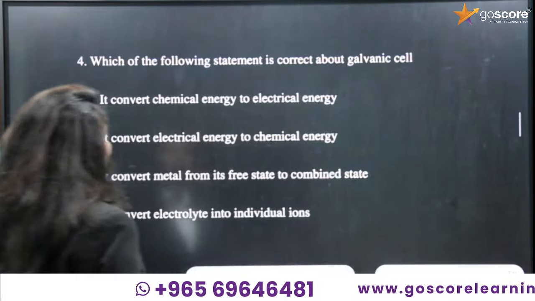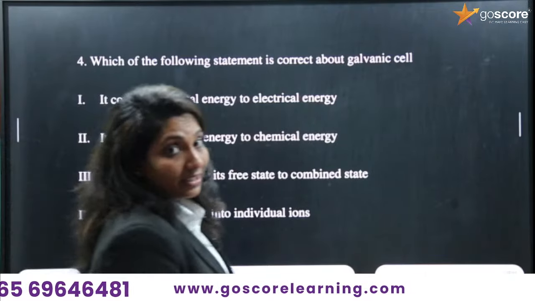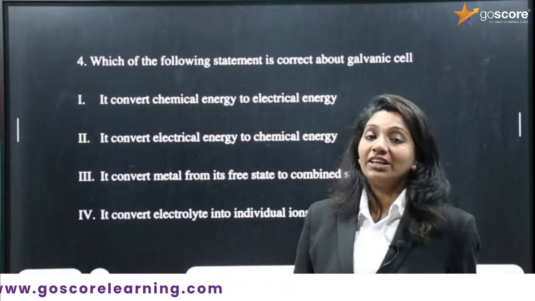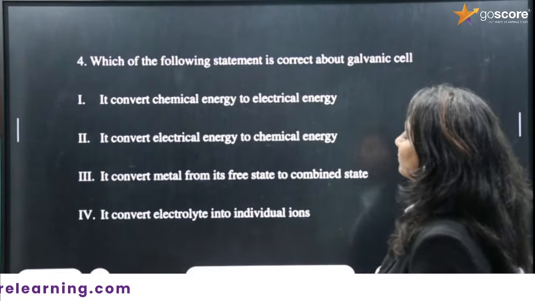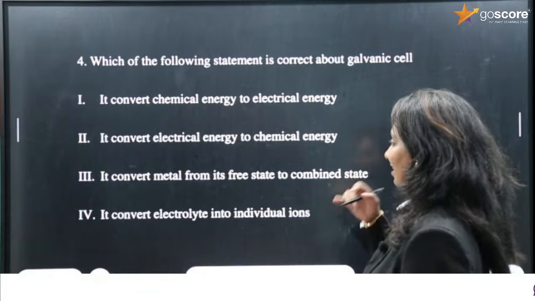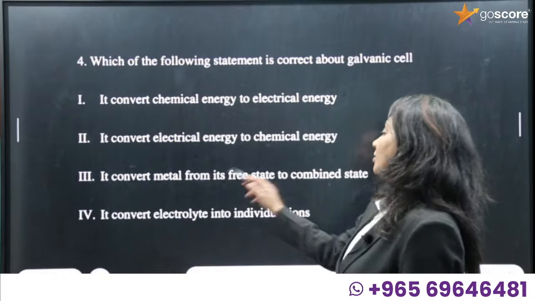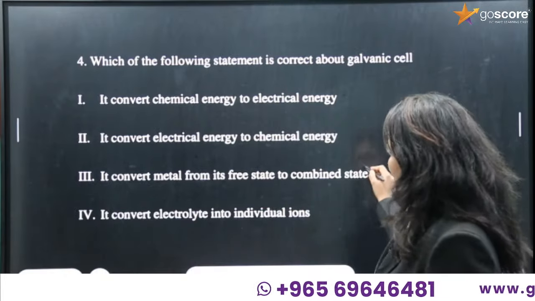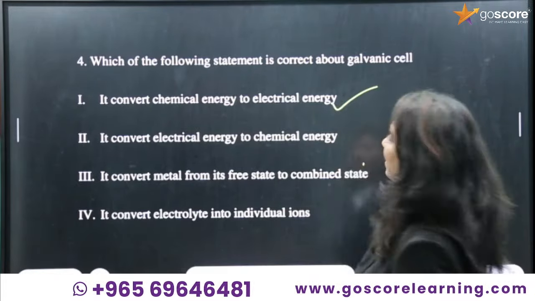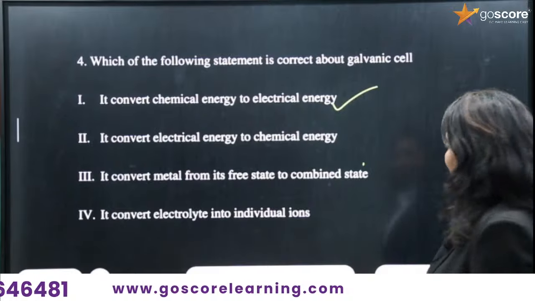Let's see the next question. Which of the following statements is correct about the galvanic cell? What is actually happening in a galvanic cell? It is a spontaneous reaction where chemical energy is converted into electrical energy. So the first option, it converts chemical energy to electrical energy, is the right one. The second option, electrical energy to chemical energy, is the electrolytic cell. It converts metal from its free state to combined state, which is also wrong. It converts the electrolyte into individual ions, which is also wrong. So your option is the first option, it converts chemical energy to electrical energy.